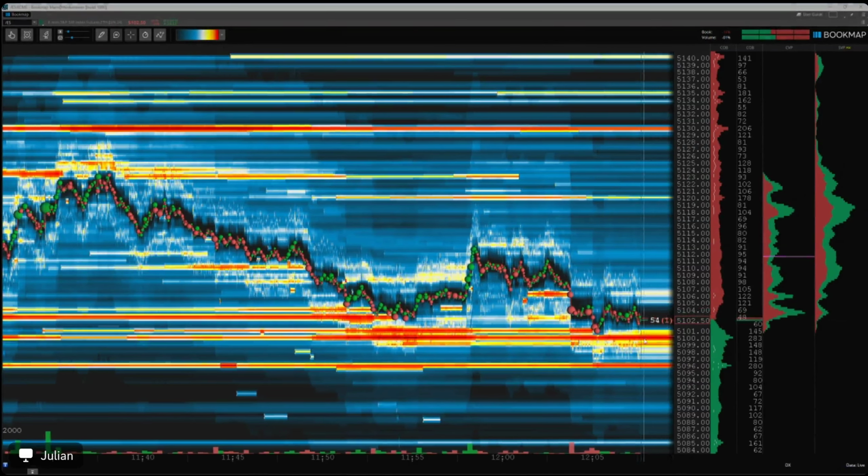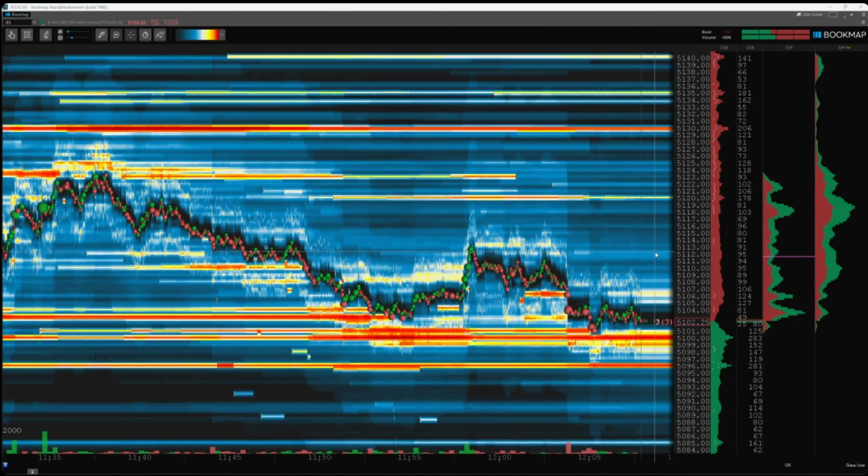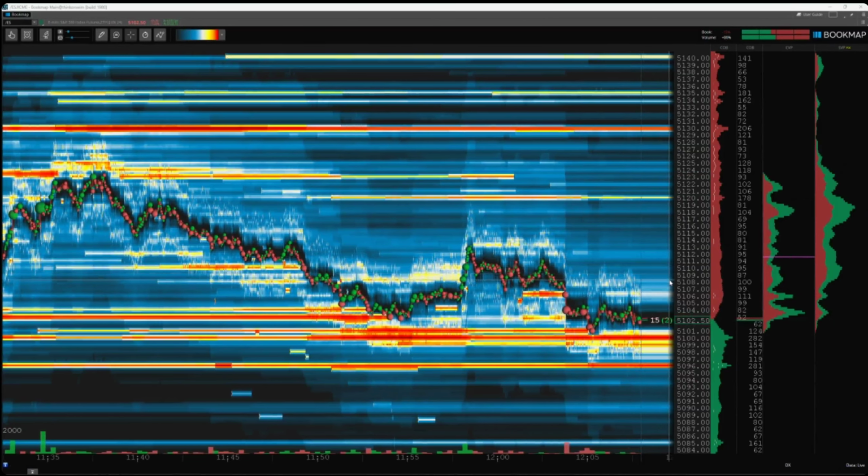And learning to read this, it takes time, but it doesn't take that much time when you kind of understand what's happening, I guess. I don't know. That was a terrible explanation.